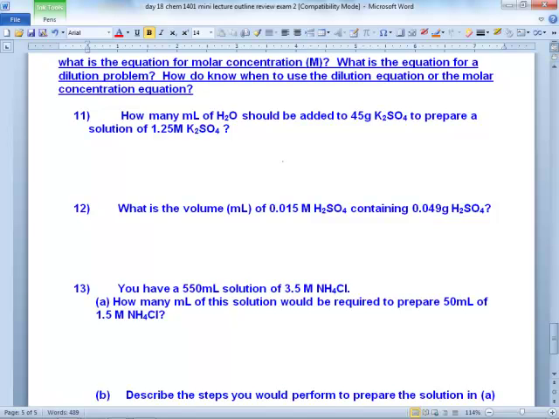What is the equation for molar concentration? I give that to you. Moles per liter. What's the equation for a dilution problem? I'm just answering the questions first before we get started. All right? MiVi equals MfVf. How do you know when to use a dilution equation or a molar concentration equation? What was the hint? Yeah, 1 or 2 molarities I think is easiest. Okay, let's answer this first one then. Which equation are you going to use?